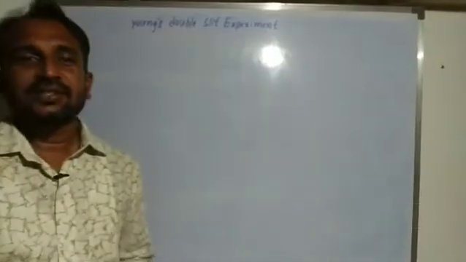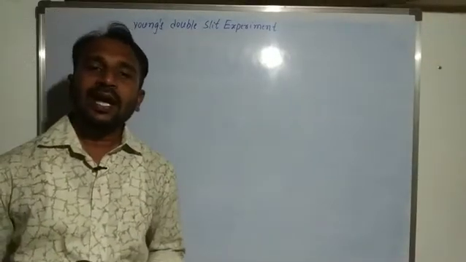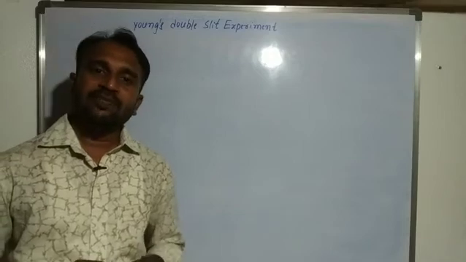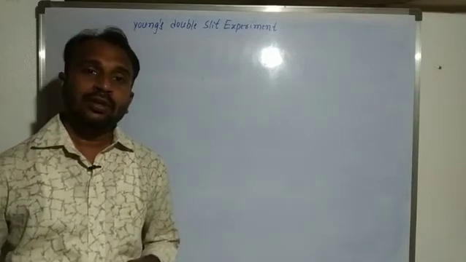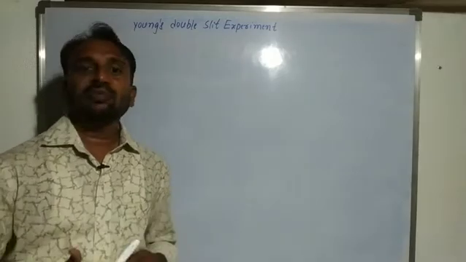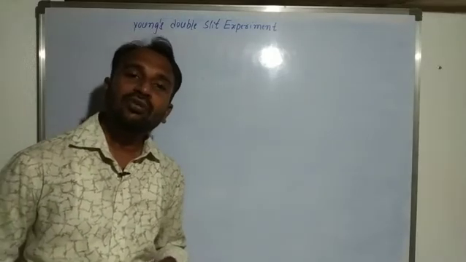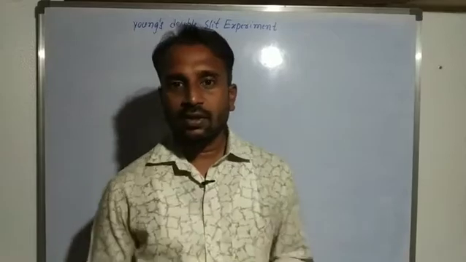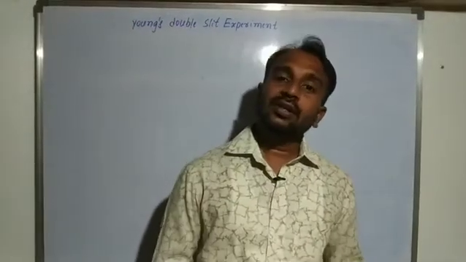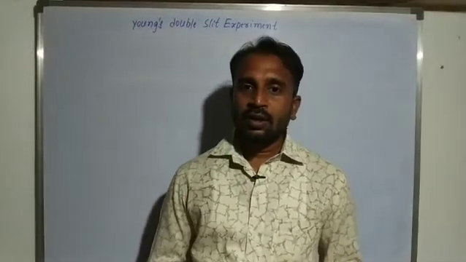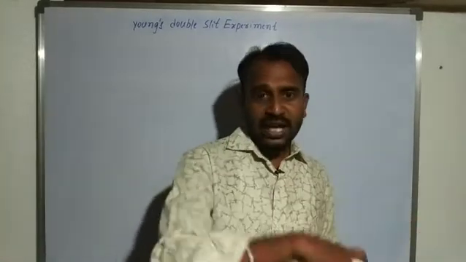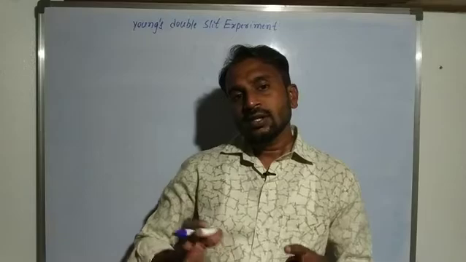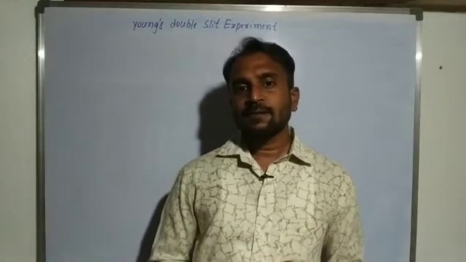Okay, dear students, today we will discuss Young's double slit experiment. You already know interference. It is a phenomenon of redistribution of energy of waves when a number of waves superimpose. Superimpose means one wave falls on another wave. Here the intensity increases.